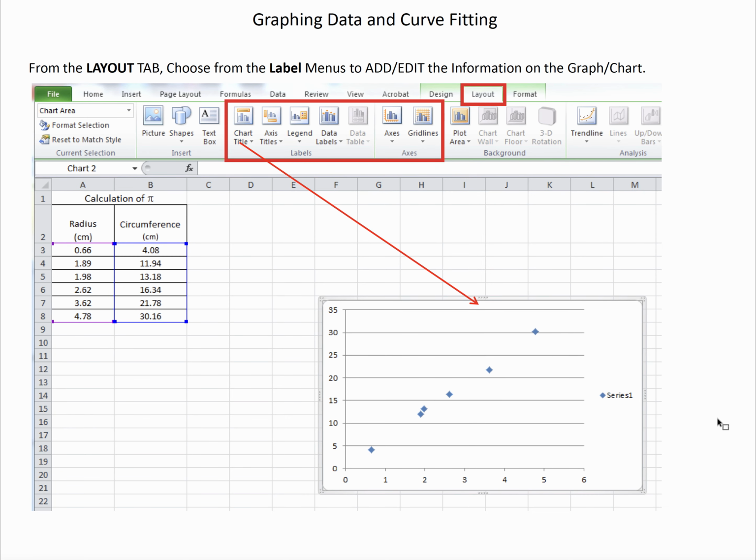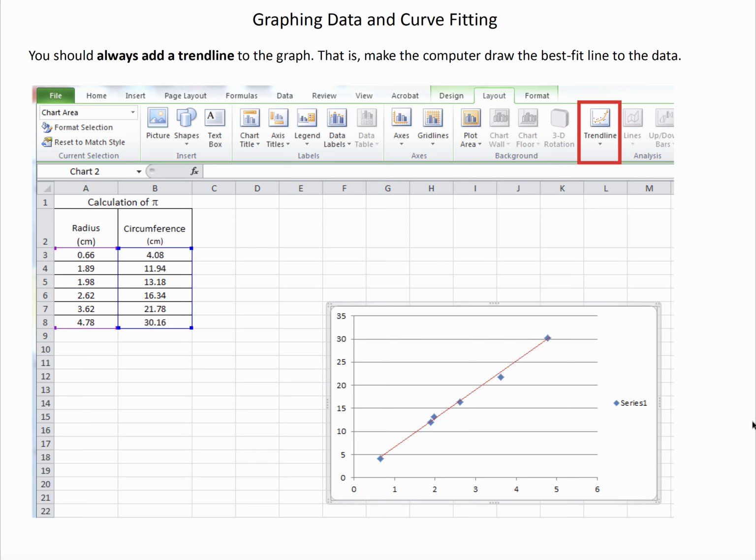So from the Layout tab now, you're going to choose the Label menus to add or edit information on the graph chart. So you can see on there lots of choices: chart title, axis titles, a legend, data labels, axis, grid lines. Okay, so by selecting layout, all those become available to you and are the tools that we will use to start labeling this graph and chart.